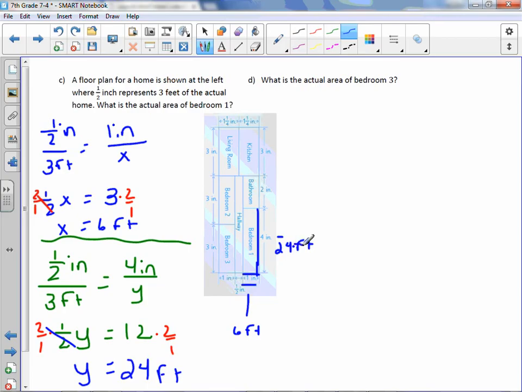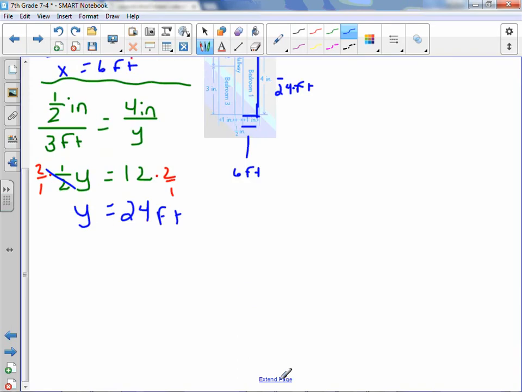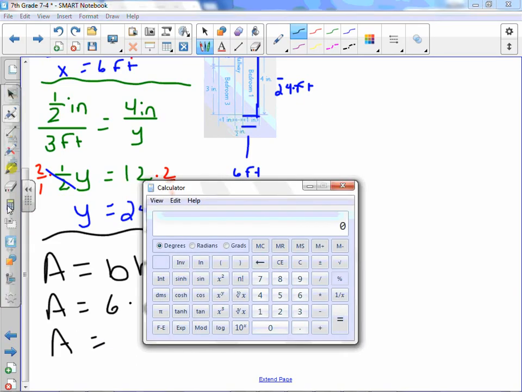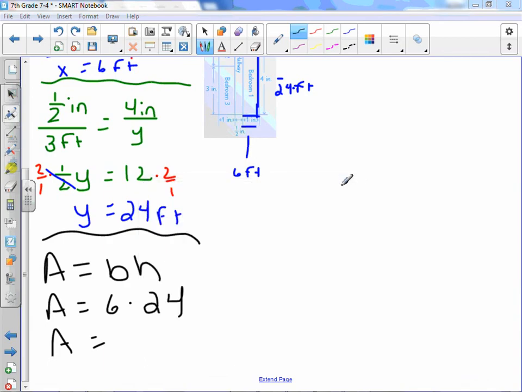To find the area now, we have both dimensions. To find the area of this rectangular bedroom, we use the formula area equals base times height. Area equals our 6 feet times the 24 feet. So let's figure out 6 times 24 is 144. So 144 square feet.